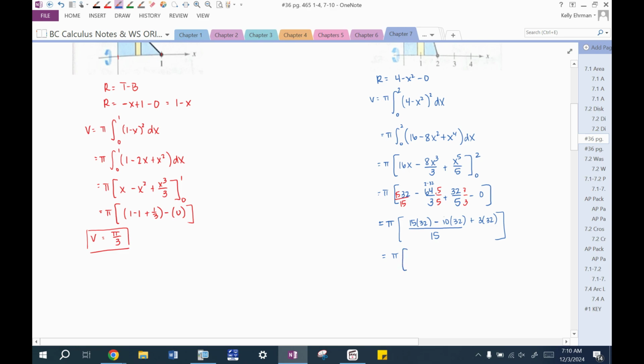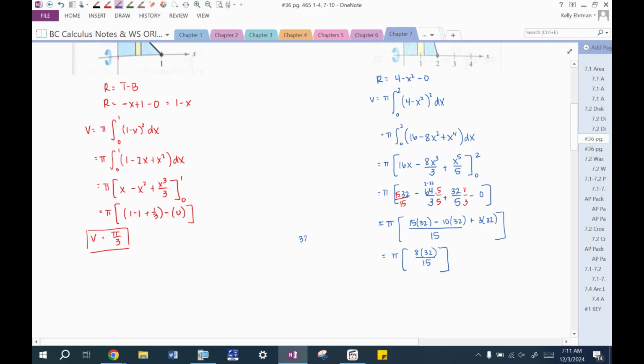15 minus 10 is 5. 5 plus 3 is 8. So now I just need to do 8 times 32. And before I do that, I'll do a quick check for common factors. I don't think there are any common factors between 8, 32, and 15 that I could reduce.